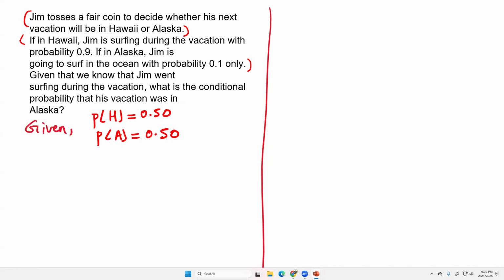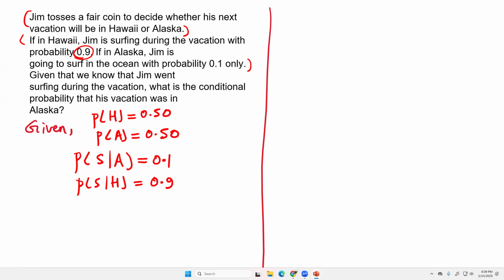Sorry, you add them. Use a tree diagram. Okay, but like, how will you write this probability? Yeah, right. So probability that he surfs given that he is in Alaska, and probability that he surfs given that he's in Hawaii. So this is 0.1. This is 0.9, right? So this is a conditional probability statement that is given in the question.